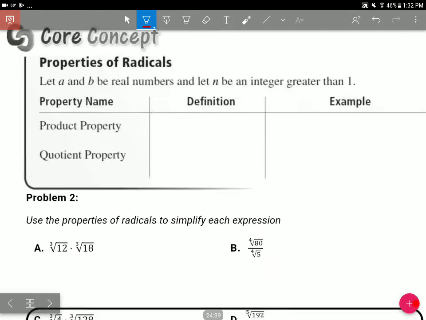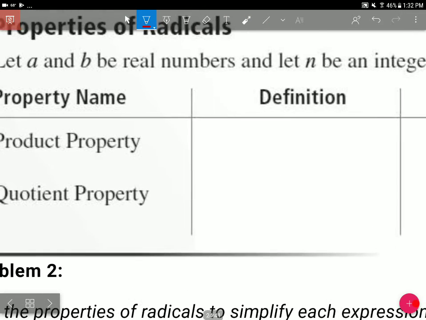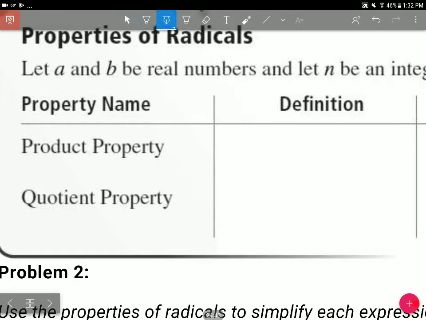The product property and the quotient property. Okay, product property basically says if I have the third root of x times y, I could break that up into the third root of x times the third root of y. I can break them up like this, or I can combine them if I need to. If they're split up, I can bring them together, but they have to have the same root. It can't be a third root and a fourth root. They've got to be the same.